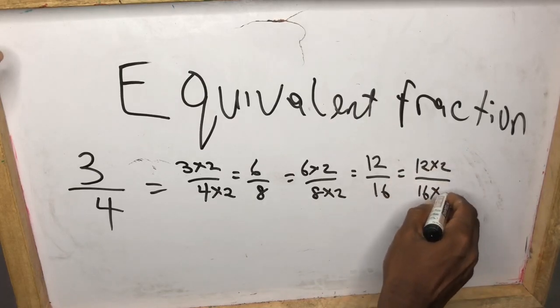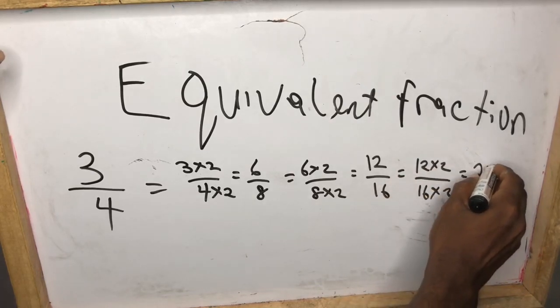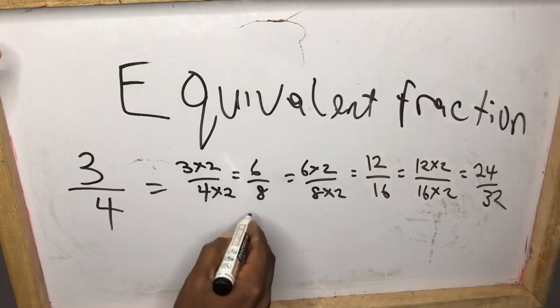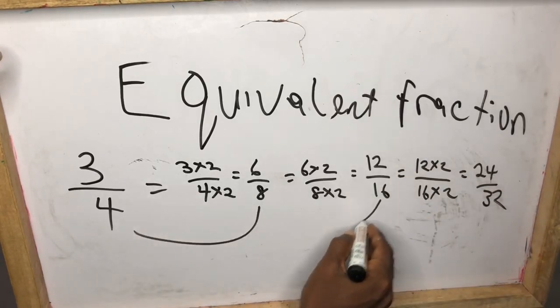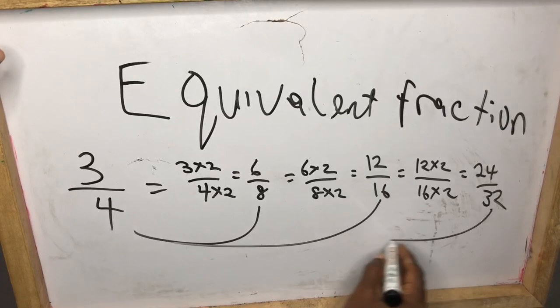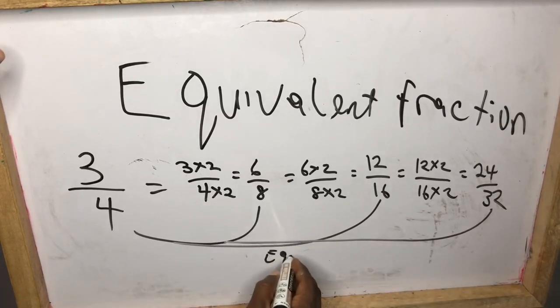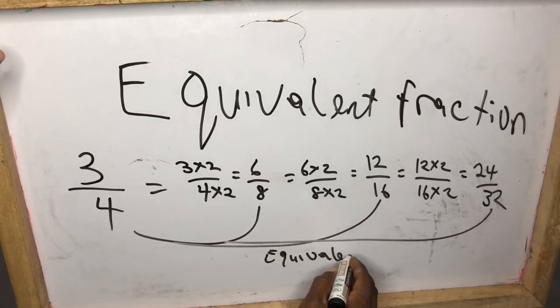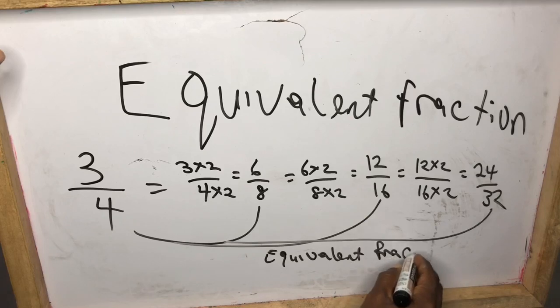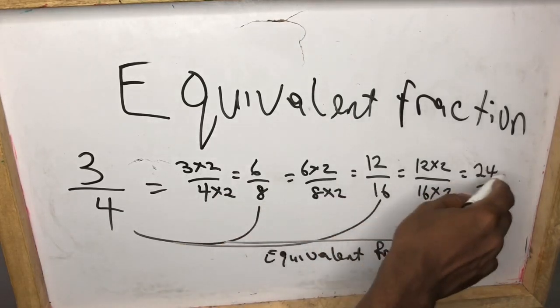If you want to find another one, you can do 12 times 2 divided by 16 times 2. That will give you 24 over 32. So the 6 over 8, 12 over 16, and 24 over 32 are all the equivalent fractions of 3 divided by 4. You can still continue and you get more equivalent fractions.